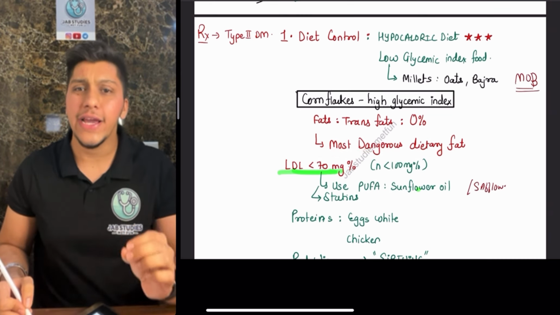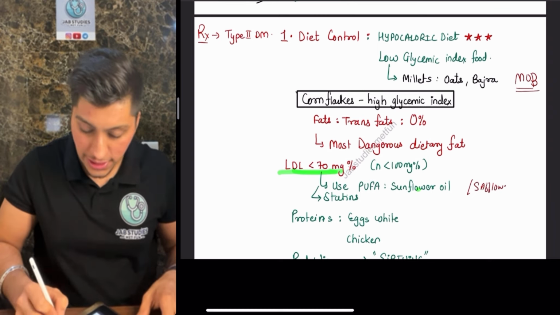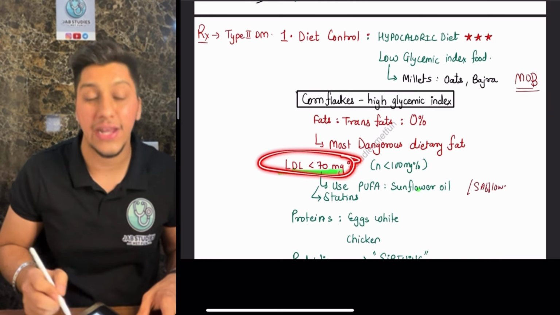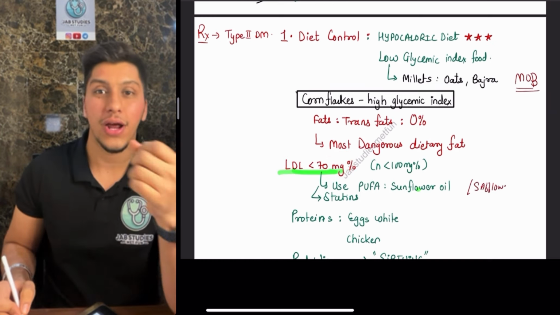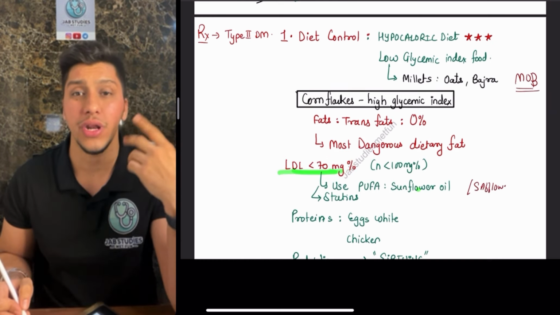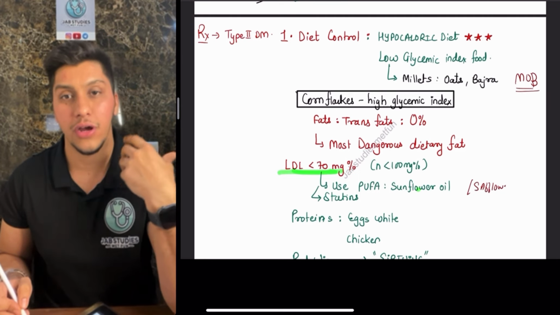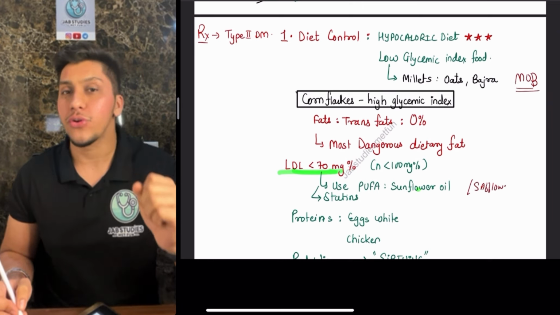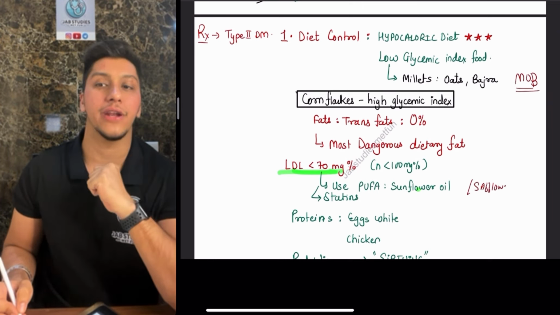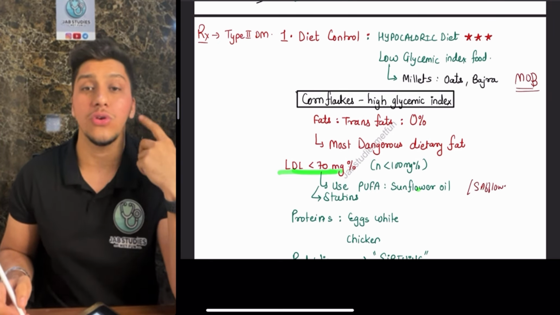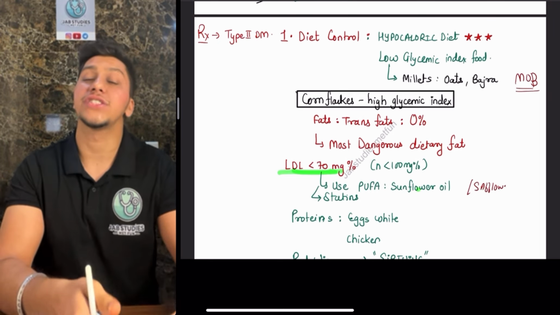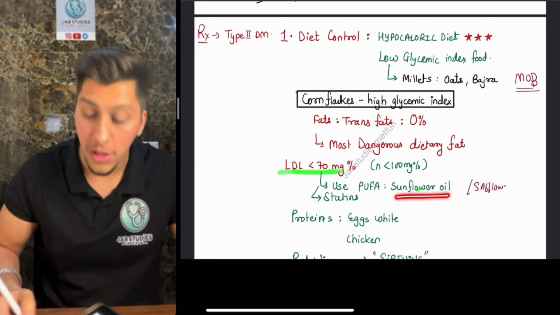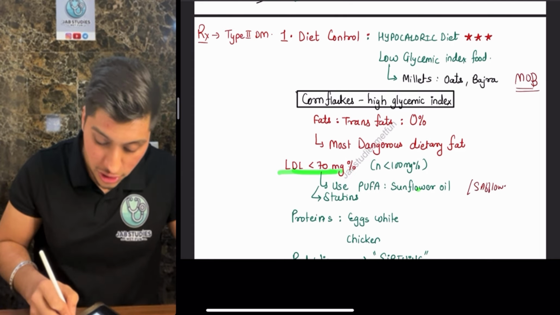Okay, the LDL level normally should be less than 100 milligram. But in case of diabetes, we try to reduce it to less than 70, because peripheral arterial disease and coronary artery disease, these macrovascular complications, are much more common in diabetes. So we try to prevent them by controlling LDL to less than 70 milligram percent. So what can you do? You can use oils which are polyunsaturated fatty acids, like sunflower oil, safflower oil. And you can use statins also.